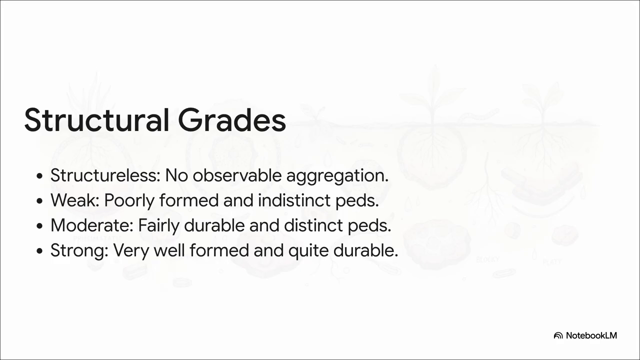It starts at structureless or simple, meaning no observable aggregation or line of cleavage, kind of like sand dune areas. Then we move up to weak. These are poorly formed, indistinct PEDs that just break into a mix of broken PEDs and unaggregated material. Moderate PEDs are moderately well-developed, making them fairly durable and distinct. And finally, strong refers to very well-formed PEDs that are quite durable and distinct.